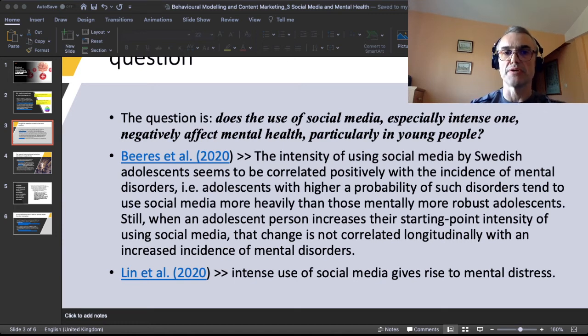Now, the second paper, Lean and others, comes to the conclusion that the intense use of social media gives rise to mental distress. Still, as you will be able to read in those papers if you download the full texts from the links provided in the last slide, you will see that in the second case, that research in Iran was conducted over just 2 weeks, not over 2 years as the research in Sweden.